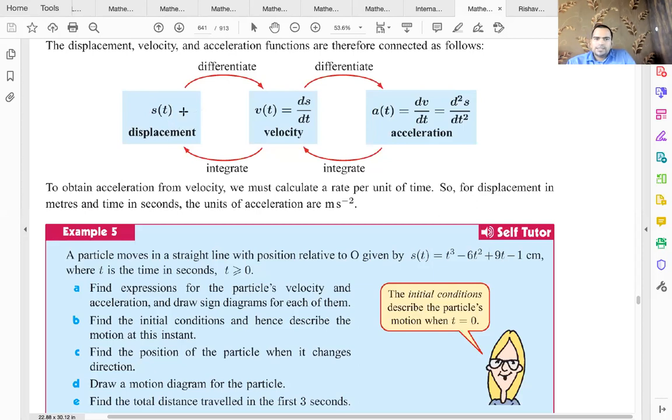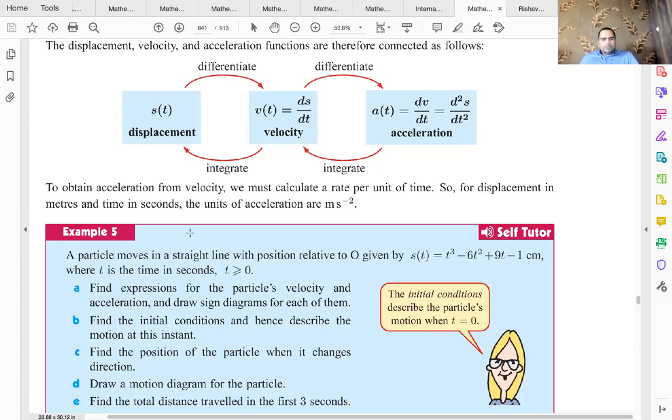So as a general trend, what you can remember is that if you want to go from displacement to velocity, you differentiate that displacement equation. If you want to go from velocity to acceleration, you differentiate that expression one more time. And if you want to go from acceleration to velocity, you obviously integrate that expression because you're just doing the opposite of what you did for the derivative. And if you have the velocity expression and you want to find the displacement equation, you integrate once again. So this is the general link between the derivative and integration for kinematics.